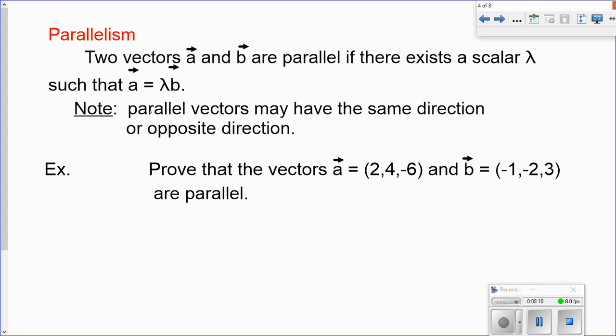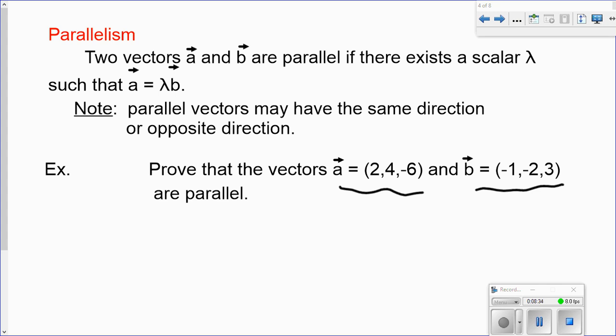Note that parallel vectors can be in the same direction or they could be in the opposite direction. So we should account for that, and we take that negative sign to represent an opposite direction. We take that out of the vector and put it in the scalar. So here's an example where we're going to prove that these two vectors are parallel. Now, as you look at this question, you're going to notice something right off the bat. You're going to notice a sort of a feel to these vectors.